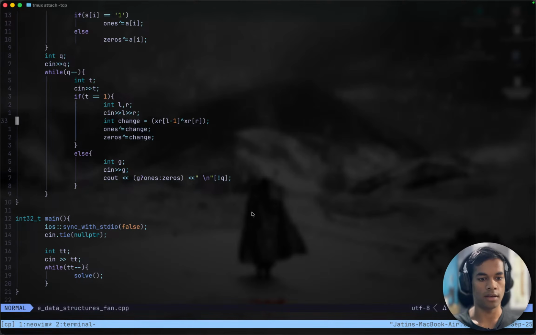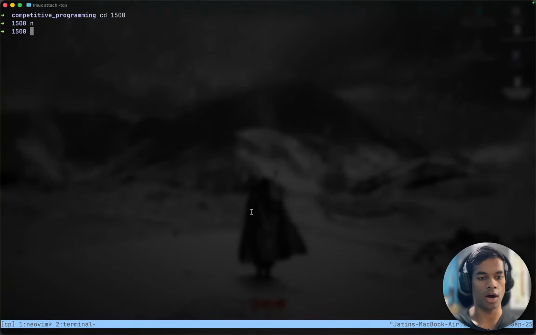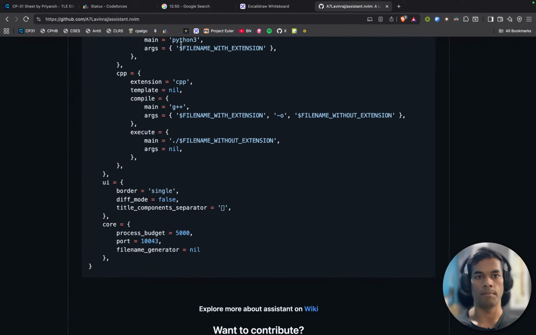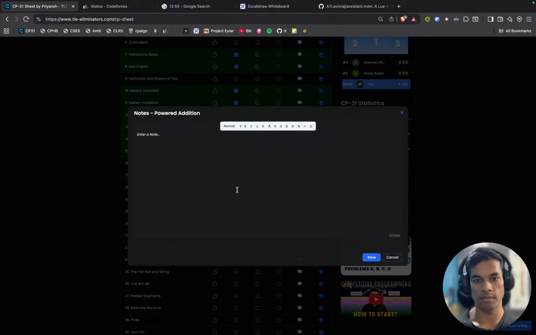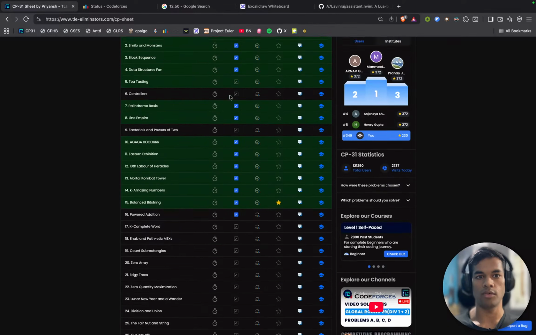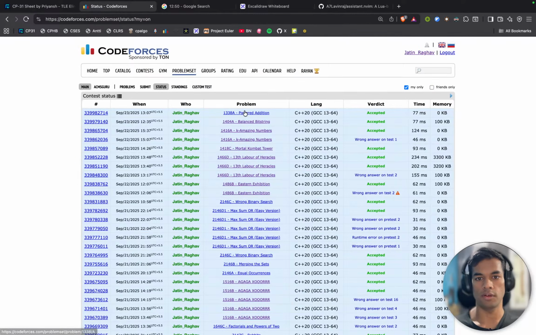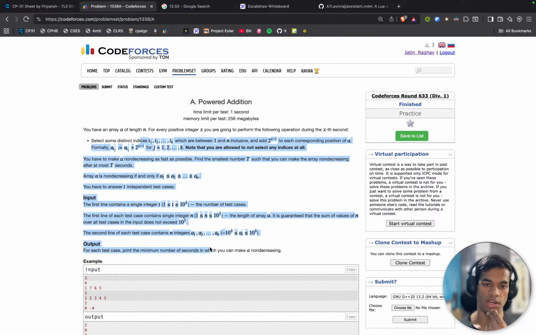Anyways, we are back here. E data structure fan. Wait, where even are we? Yeah, but we got this one right. That is cool. 13 minutes. That is nice. That is pretty cool actually. But this one was easier, because binary. Binary is good.